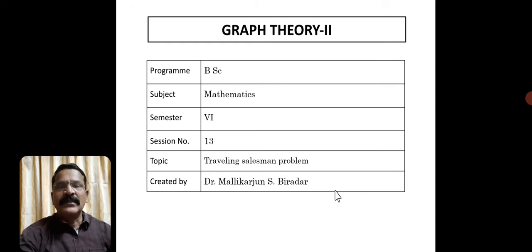That problem is how to minimize the length in terms of distance, so that he can travel all the cities with a minimum length. Isn't it? So that is what we are going to discuss in detail. That is the traveling salesman problem.